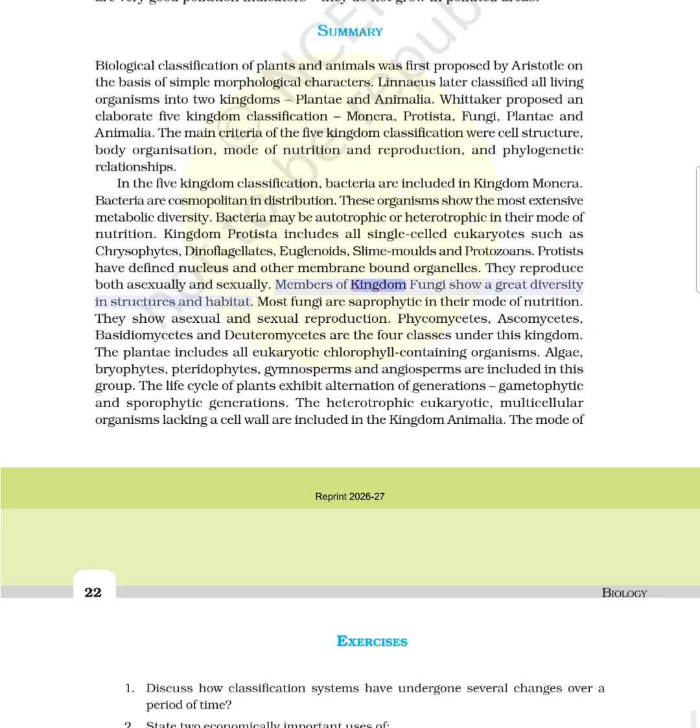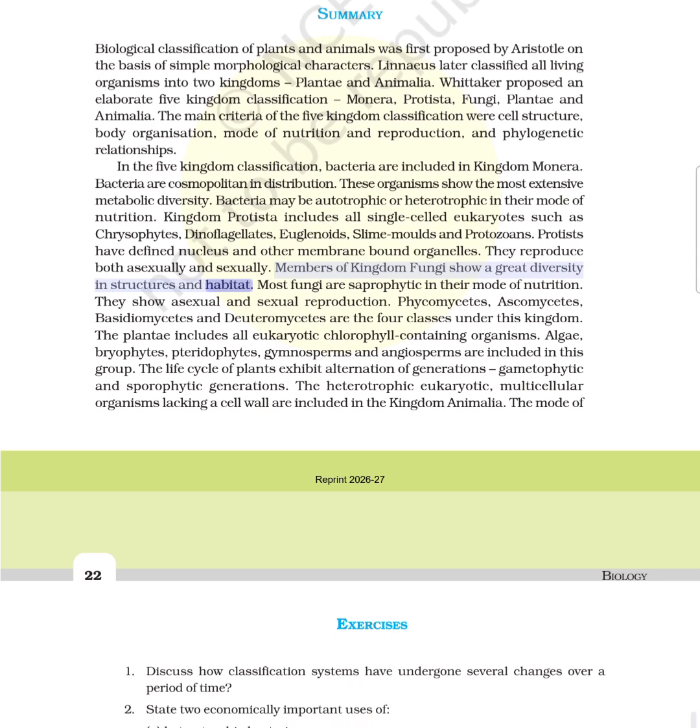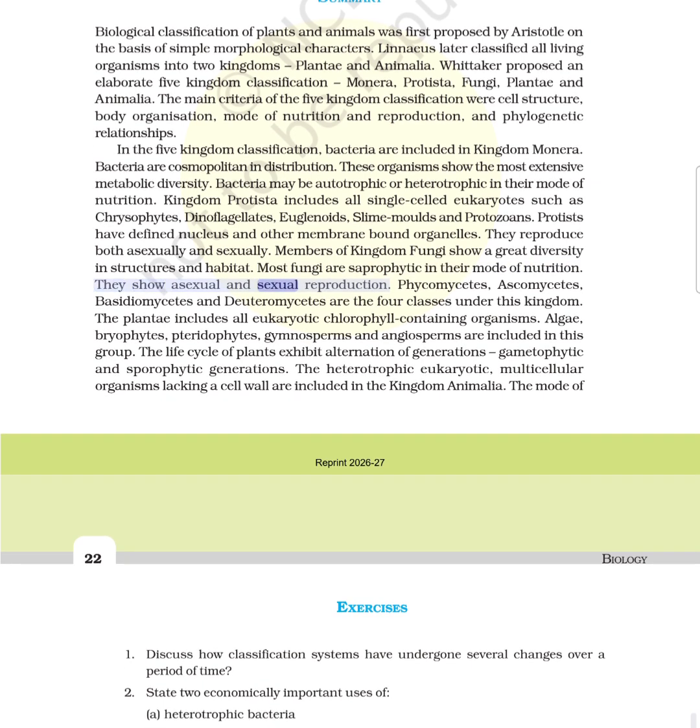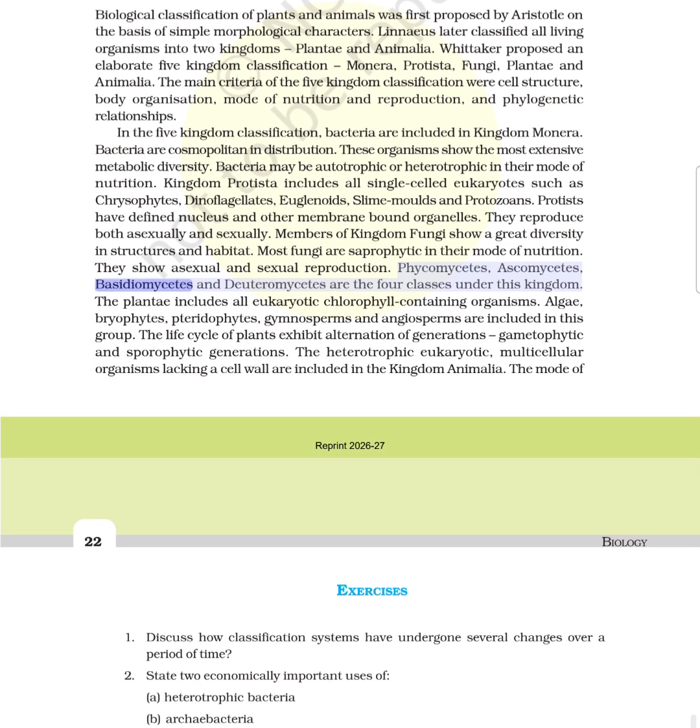Members of kingdom Fungi show a great diversity in structures and habitat. Most fungi are saprophytic in their mode of nutrition. They show asexual and sexual reproduction. Phycomycetes, ascomycetes, basidiomycetes and deuteromycetes are the four classes under this kingdom.